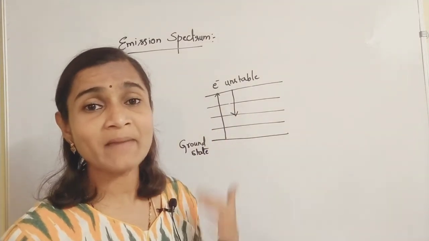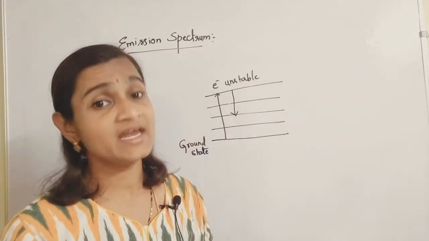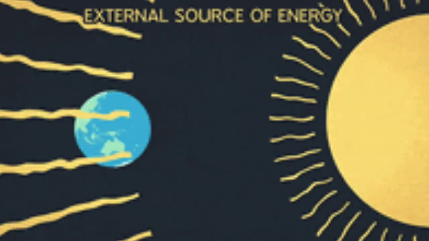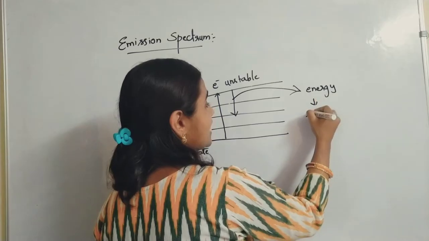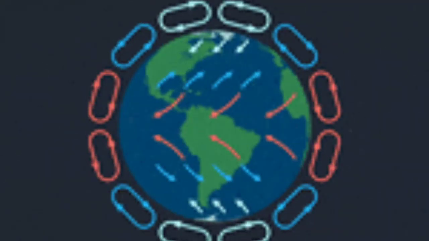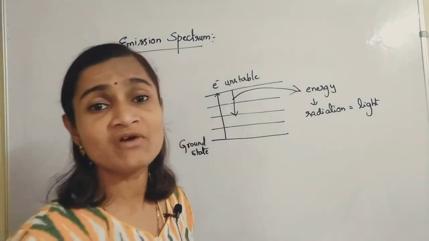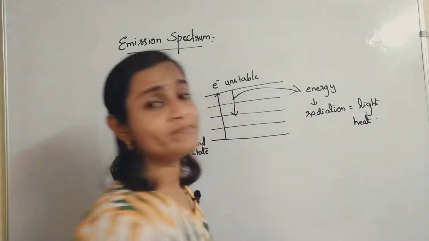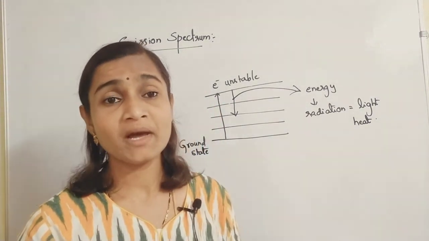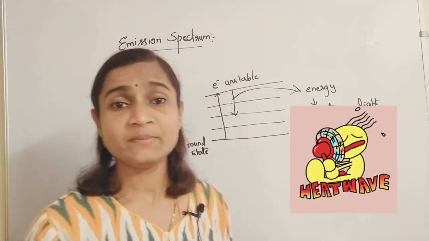Because of their instability, they want to come back to their original position. While coming back to their original state, they release some of the energy in the form of radiation. That radiated energy can be in the form of either light or heat. In that way, emission spectrum is formed by the heated source of light. This we have learned in the previous video.